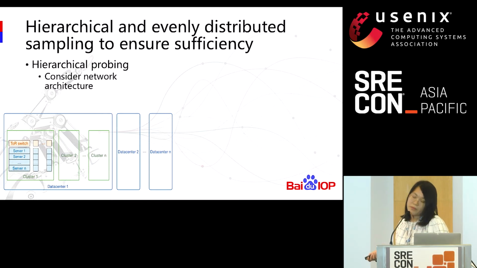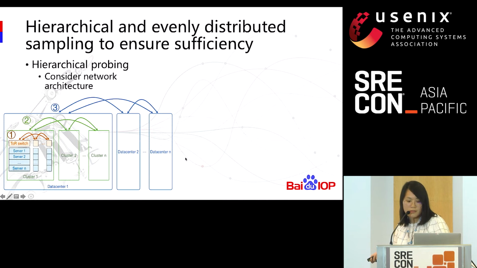We send the probe message between every 2 TORs in the same cluster, every 2 clusters in the same data center, and every 2 data centers. Then the agent is deployed in every server to perform the probe task. The hierarchical probe method ensures that all devices are covered with the minimum number of probes.